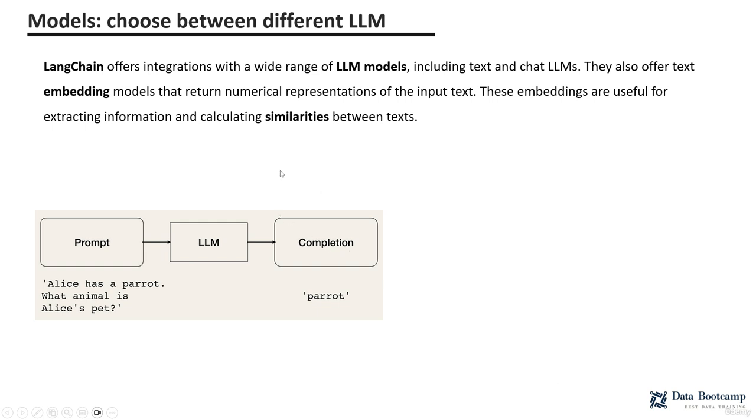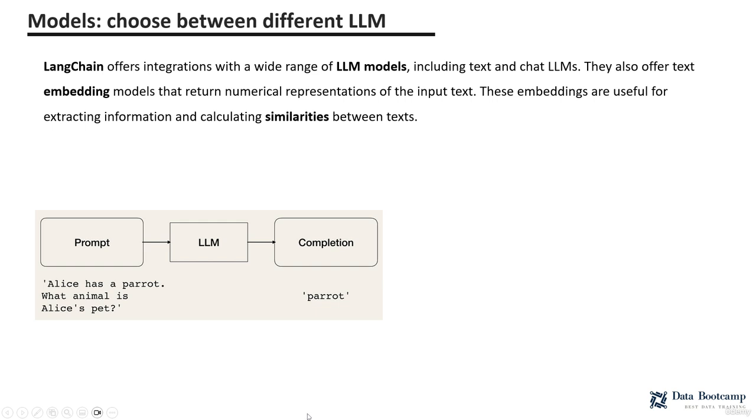Next, we have chat models, which are similar to the previous ones, but instead of a single text string, they take a list of chat messages as input and return a chat message as output. In other words, the input for these chat models would be a conversation rather than a single input text.